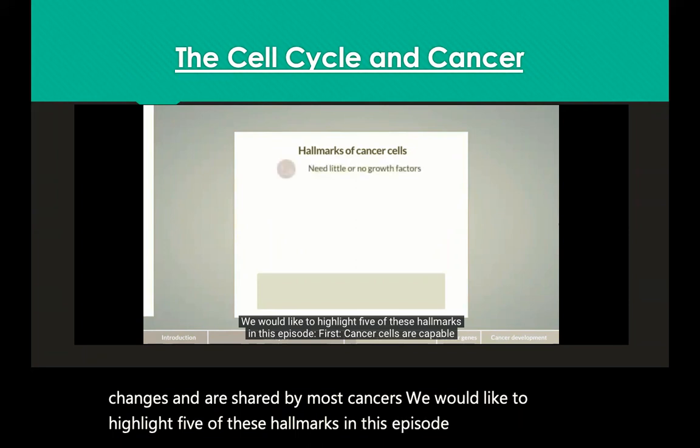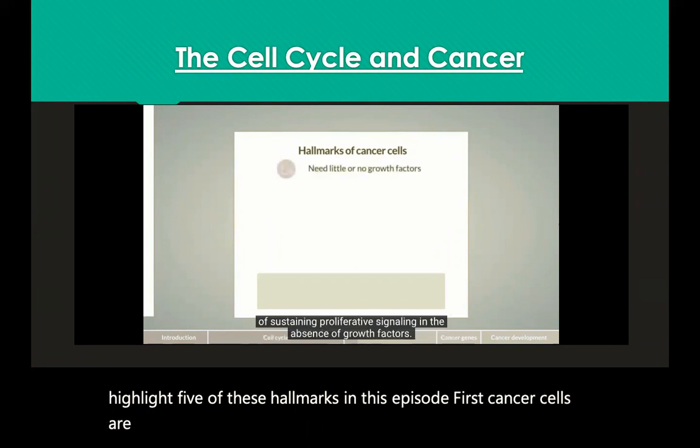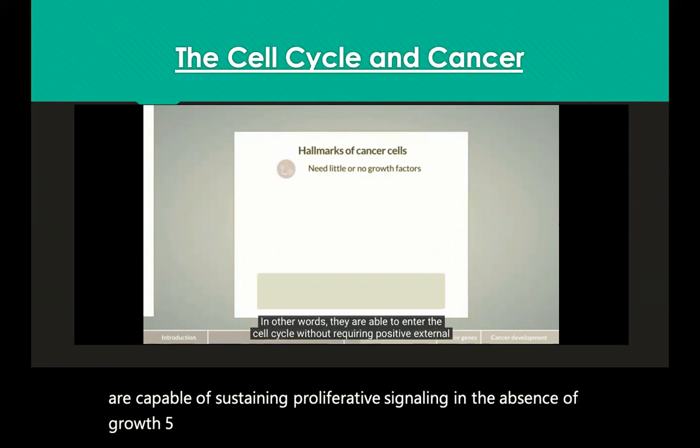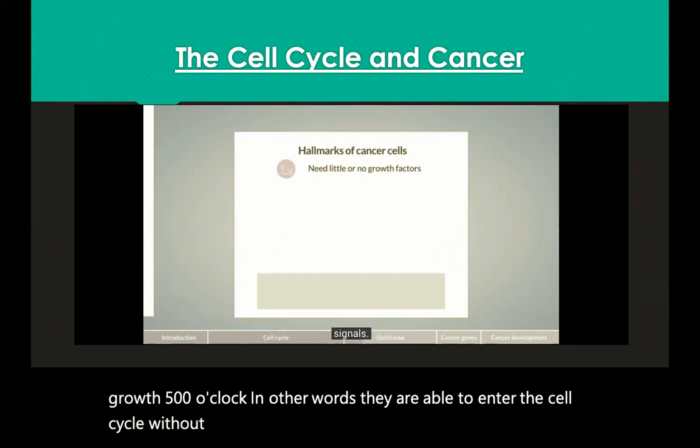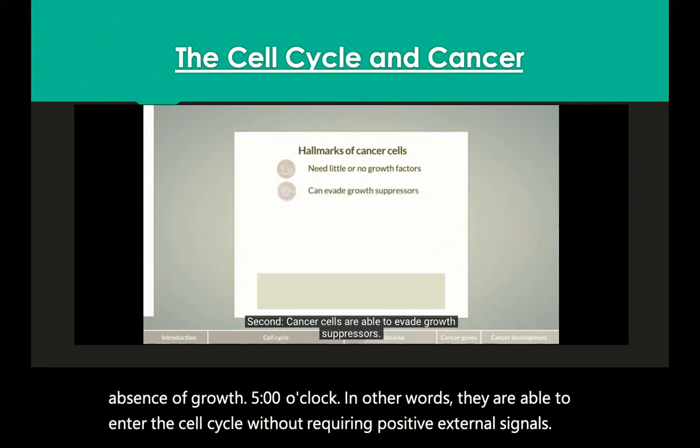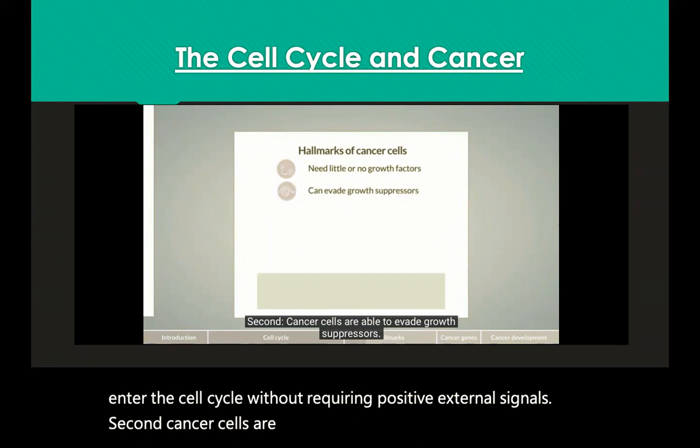First, cancer cells are capable of sustaining proliferative signaling in the absence of growth factors. In other words, they are able to enter the cell cycle without requiring positive external signals. Second, cancer cells are able to evade growth suppressors.